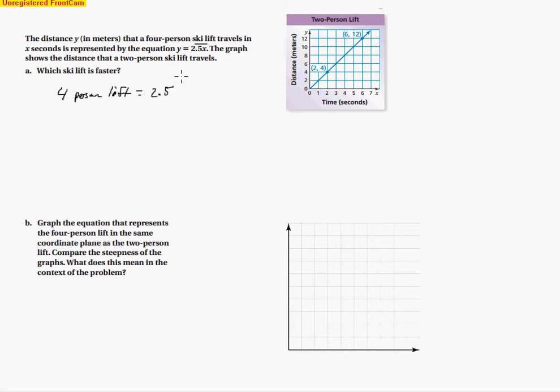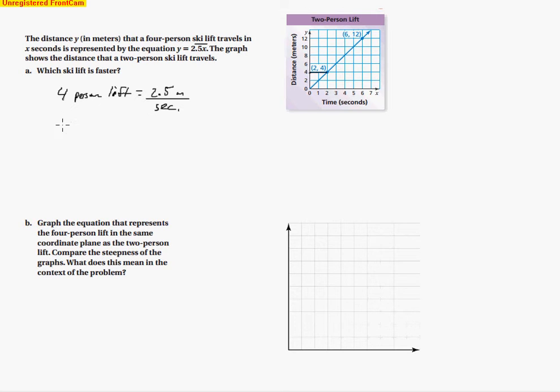2.5, and if we look at the units on the y value, it's 2.5 meters per second. So we want to see what this one is. Let's start with this, and let's go up. We have to go up 4 and then over 2.